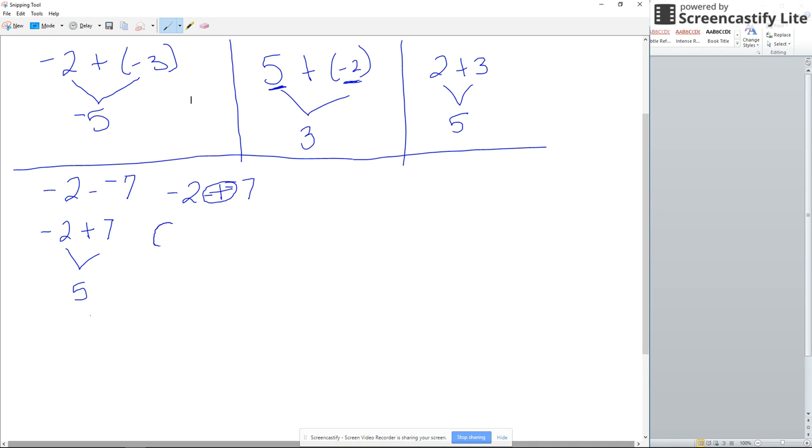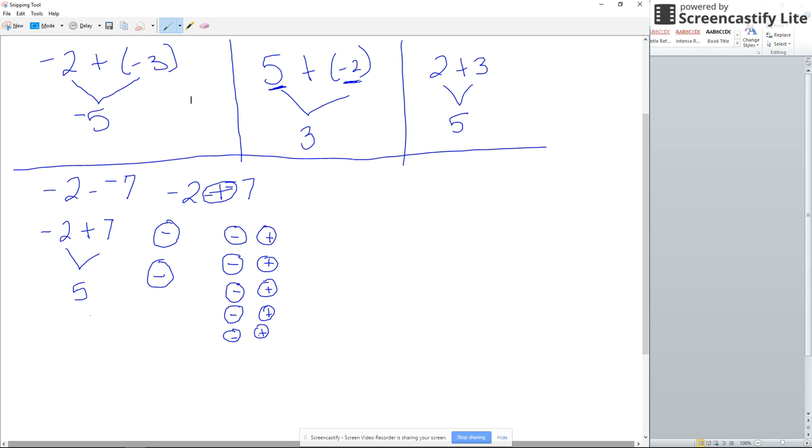If I have 2 negative counter chips and I need to take away 7 negative counter chips, I don't have a total of 7. So I need to add some 0 pairs. Adding 0 pairs is not going to change my problem because adding 0 or taking 0 away is not going to do anything. So I'm going to put some 0 pairs over here. And I'm going to go ahead and get a total of, let's see, 7 of them. So that's 4, 5, 6, 7. So I'm going to add 5 0 pairs so that I'll have a total of 7 negatives.